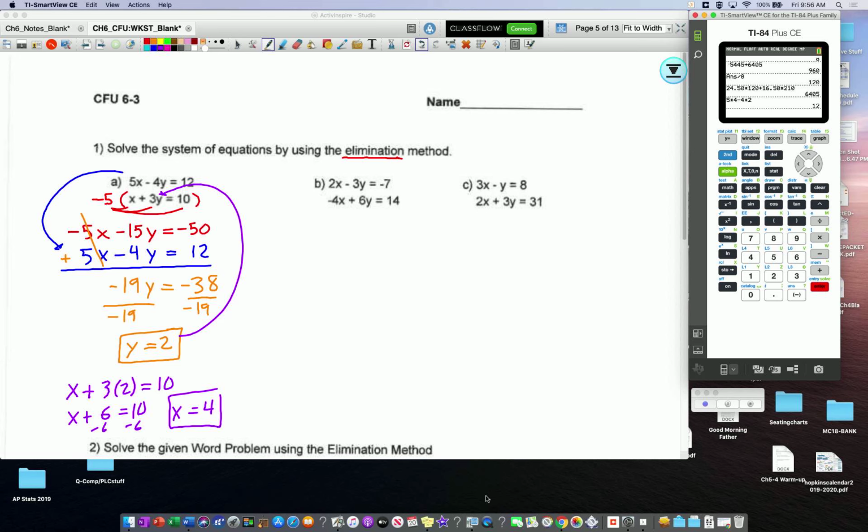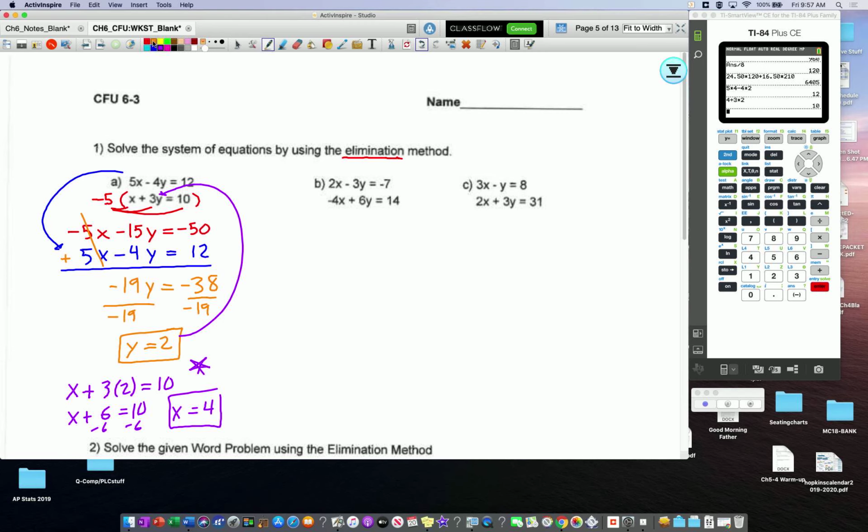Do the same thing in the second equation. When x was 4 plus 3 times the y value 2. Oops, I got to say times 2. Hit enter, I get 10. Both work out. So I know my answers are correct.